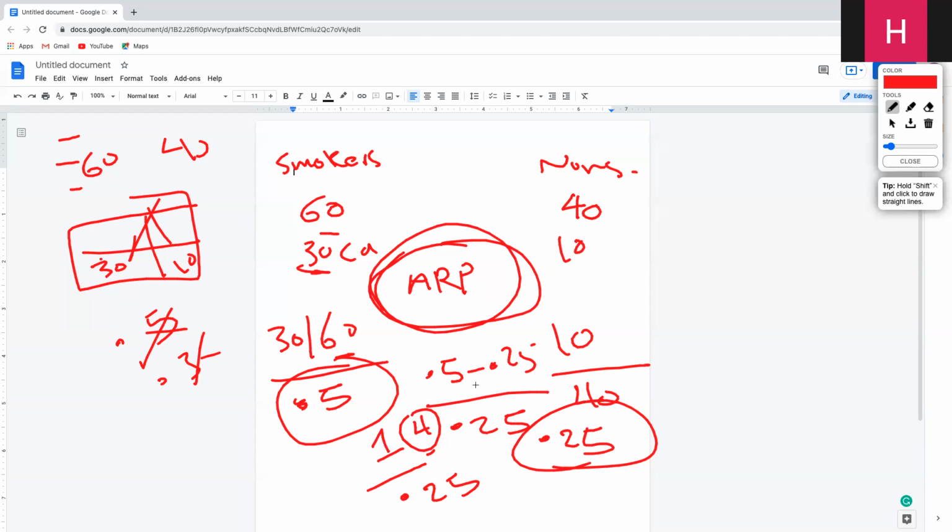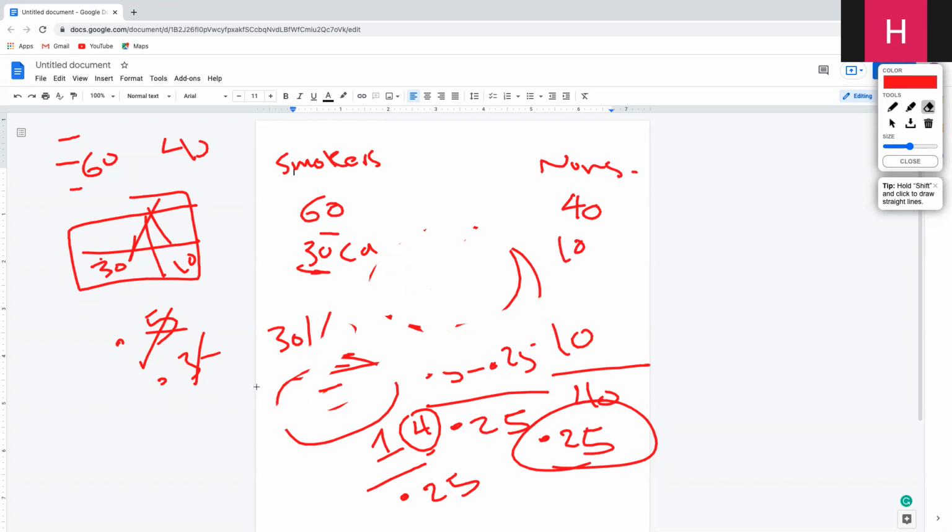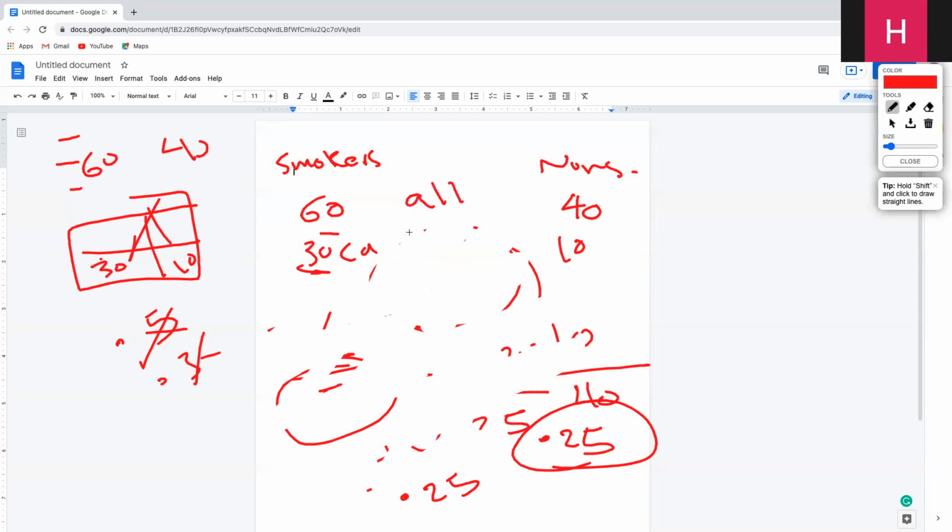So this is in case I give you this information and I ask what is the attributable risk percentage. In the question, I will tell you in the exposed group, or among smokers, what is the attributable risk percentage among smokers? That's how I am going to say it. But what if I ask what is the attributable risk percentage among the whole study population, among all study participants?